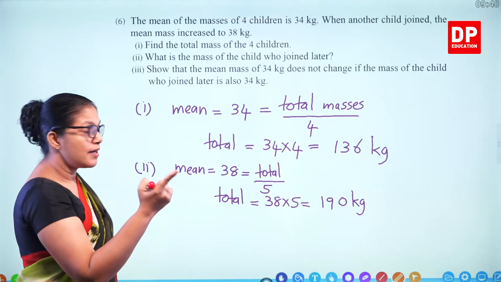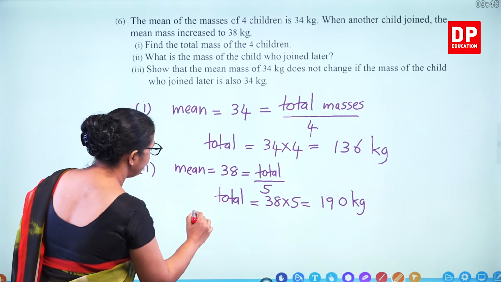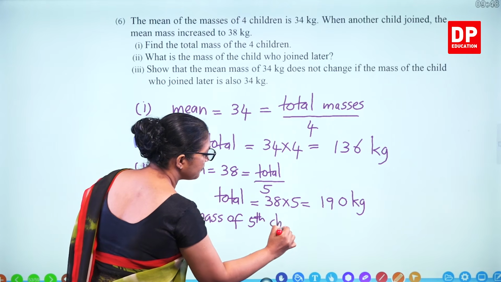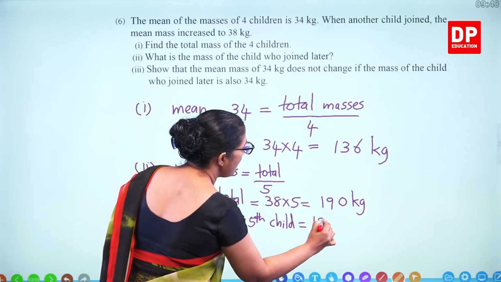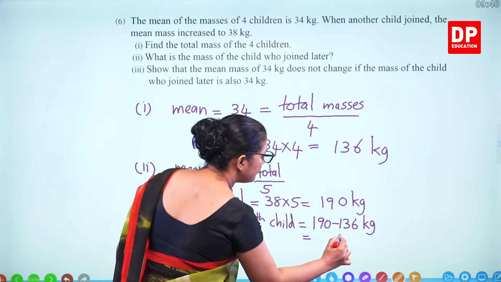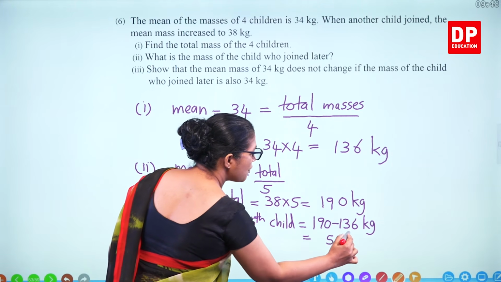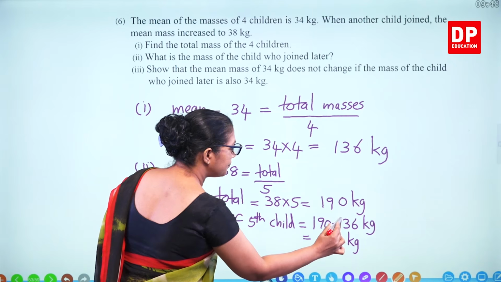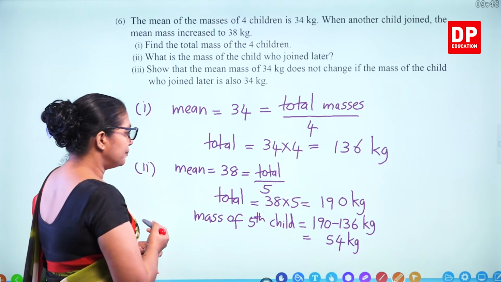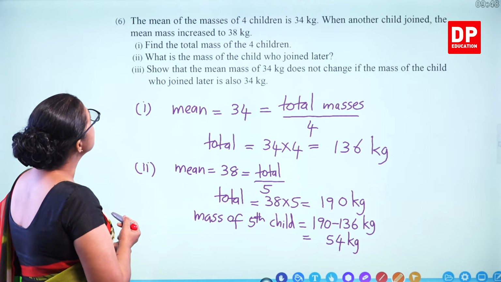This is the total of 4 children. So the difference is the mass of the 5th child. Mass of 5th child: 190 minus 136. 54 kilograms. So that's the 5th child's mass.